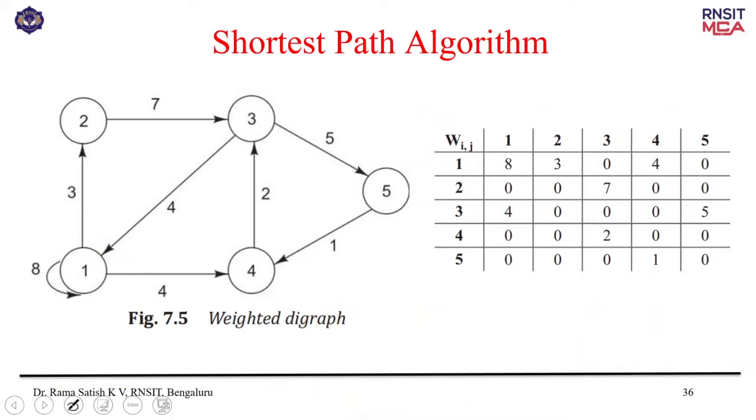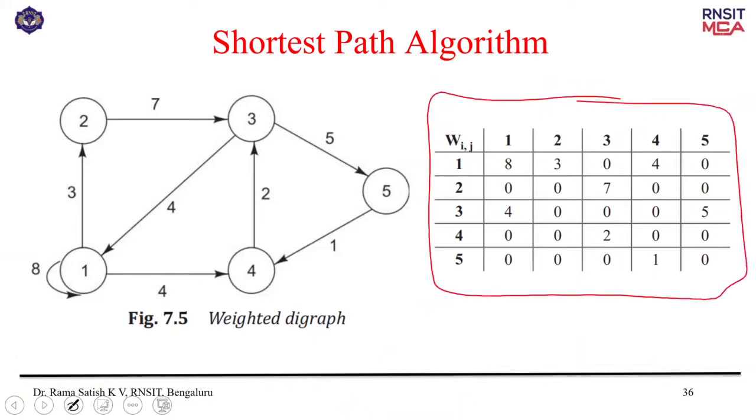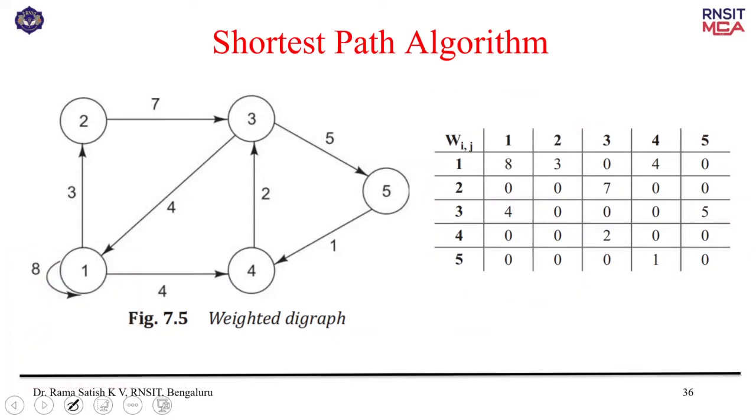In this algorithm, the first thing you have to write is the adjacency matrix. I have already said how to write an adjacency matrix. You write down all the nodes on one side, and all the nodes on the other side. Now, between 1 and 1, there is a loop kind of thing, so you write 8 here.